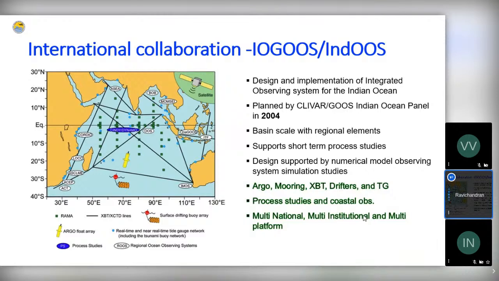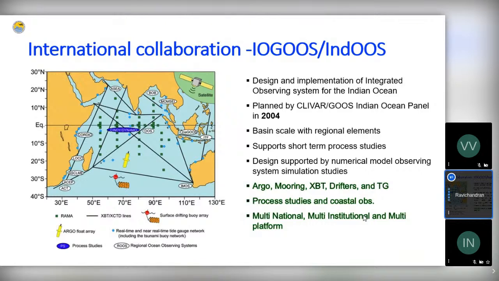And also it is a multinational, multi-institutional and multi-platform observing capability. Also under this INDOOS, that is the Indian Ocean Observing System, complementing satellite observations, many other process studies were also envisaged, like CINDY, DYNAMO, and other process studies that have also been conducted in the equatorial Indian Ocean. So 2004 is the start of building this INDOOS, and it has slowly been strengthened.